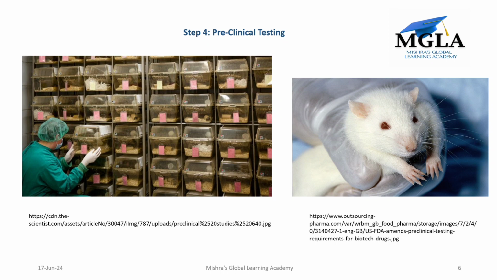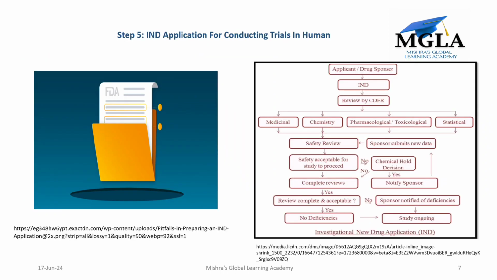Step 5. Investigational new drug IND application. If preclinical tests are successful, scientists submit an investigational new drug, also called an IND application, to regulatory authorities like the Food and Drug Administration (FDA). This application includes all the preclinical data and plans for human trials. Approval allows them to proceed to the next stage.